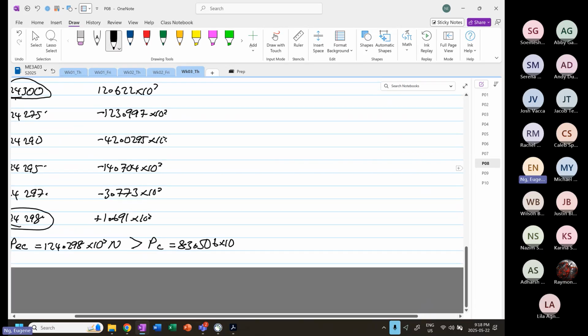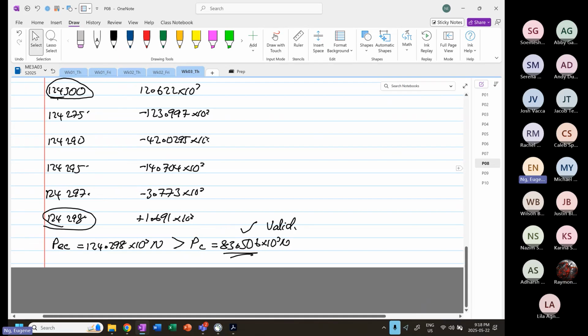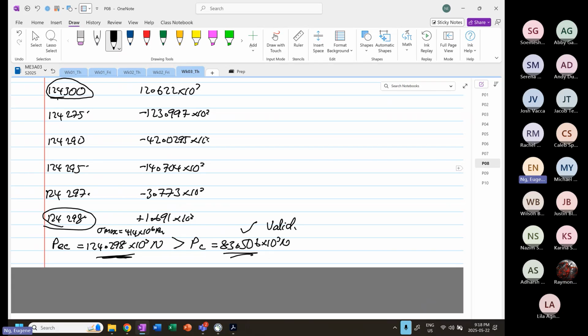83.506 times 10 to the power 3 Newton. So this value that we use is valid, okay? Because the P-eccentric is just way too high. And now this P-eccentric that we calculate is based on stress max is equal to 414 times 10 to the power 6 Pascal. Okay. So in your homework tomorrow, if you see trial and error, it's exactly like using your CALC button on your calculator.